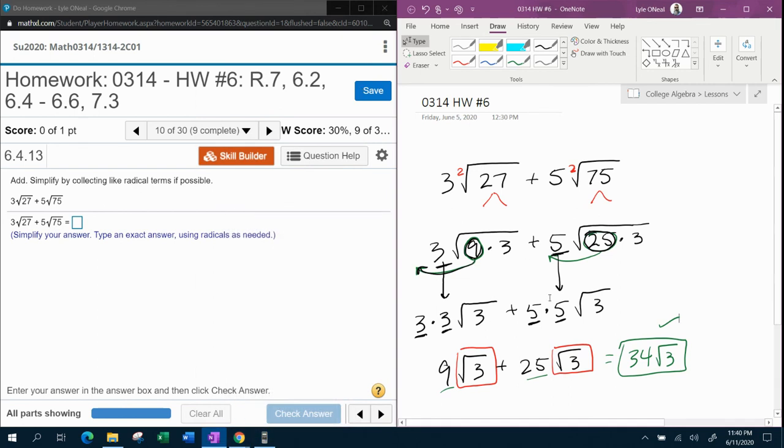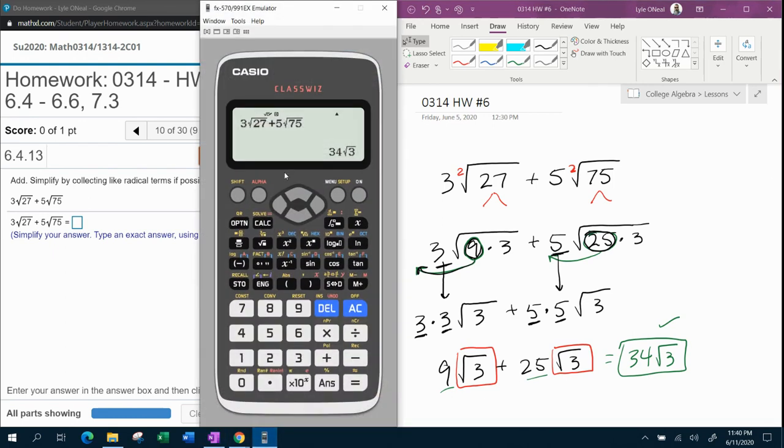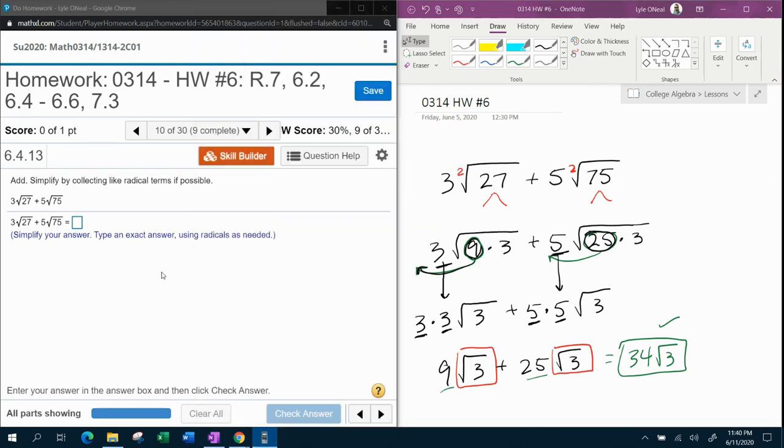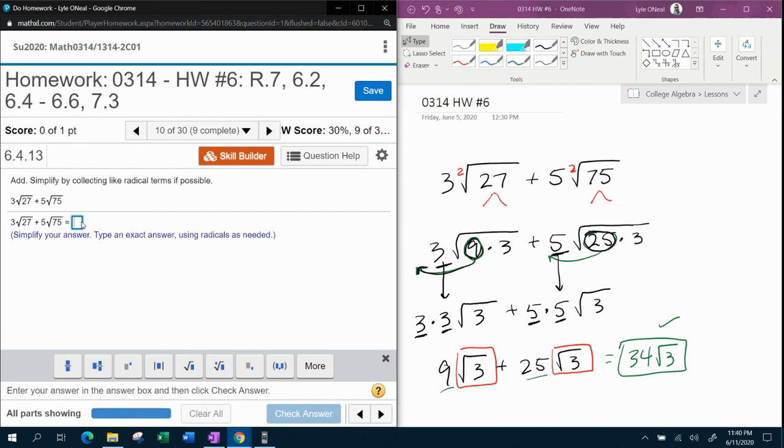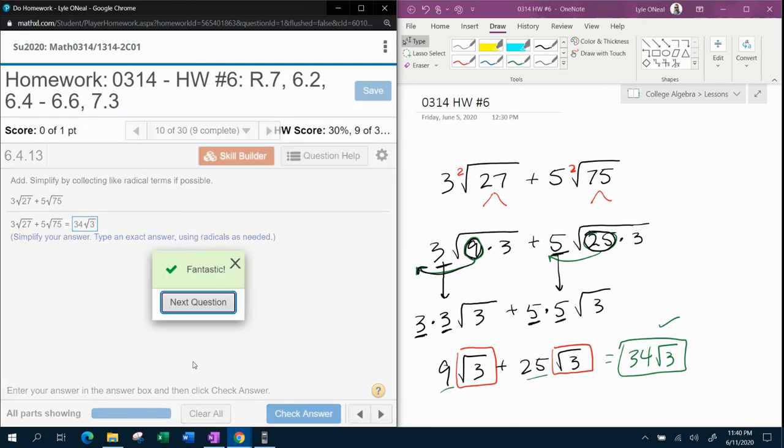But I am showing the work in case your professor requires you to show work. If he wants to see the work, which it would be nice to see that you understand the process, and then simply use the calculator as a checking tool. Here we go. 34 square root of 3. Bam.